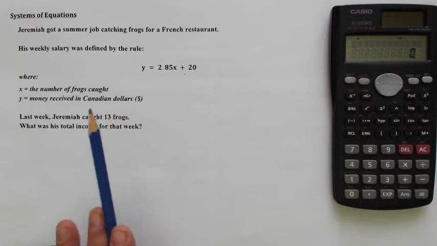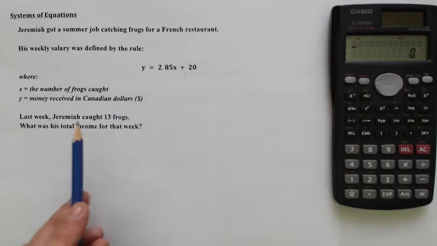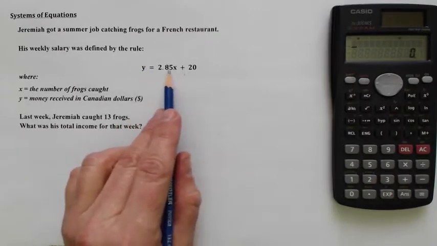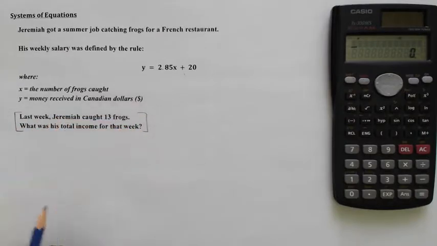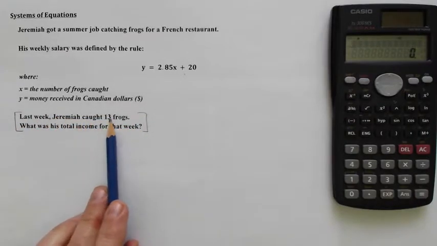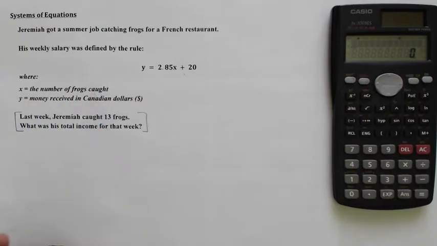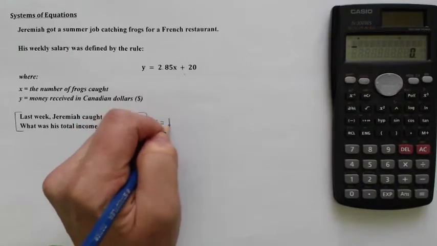But I want to show you how even a question as simple as this can be thought of as a system. We have this equation right here, which is really clearly indicated. This is where his pay comes from. But right here, we actually have an equation. Last week, Jeremiah caught 13 frogs. Now remember, x is the number of frogs caught. In other words, right over here, x is equal to 13.